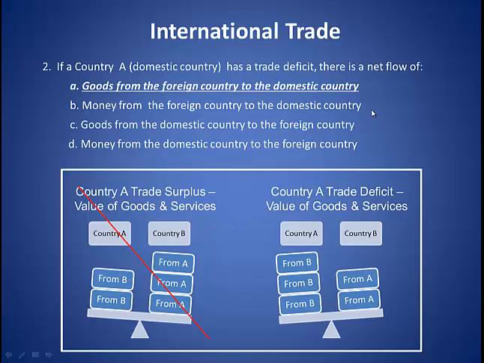Now, the other thing we have to remember when we're talking about trade surpluses or deficits is that this is basically goods and services from countries. So it does not include just money from the foreign country. It includes goods and services from the foreign country. So answers B and D would automatically be eliminated because it's not just money, it's goods and services.